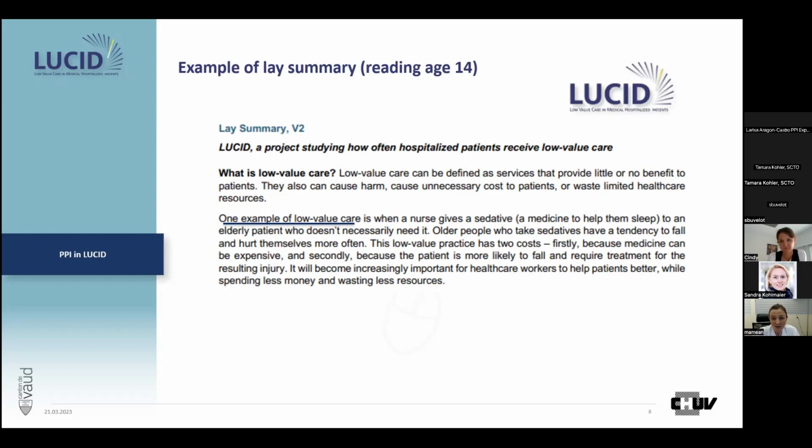And here you can see how it's really easy, and you can put an example of what is, I don't know, the disease you are studying in your project, but here it was about low value care, and really the words are easy to understand, and there are some concepts very clear and down to earth for the patients.